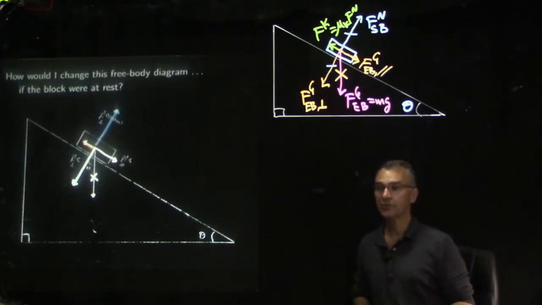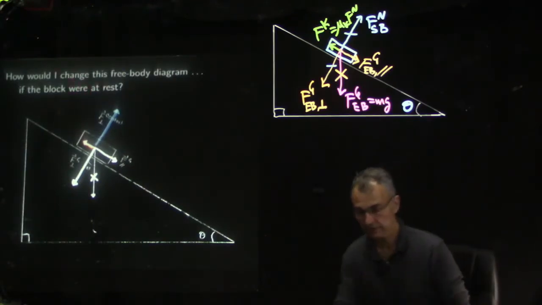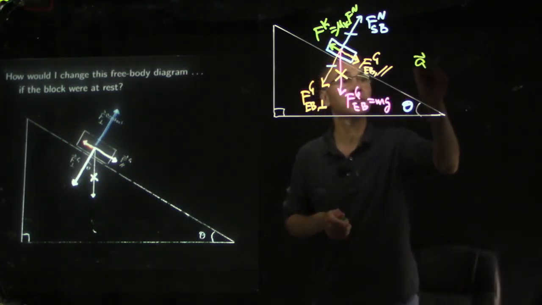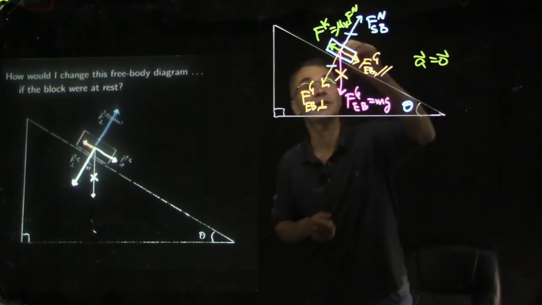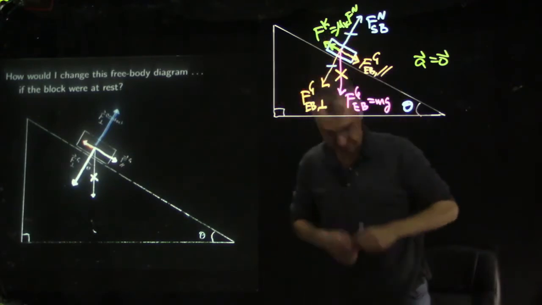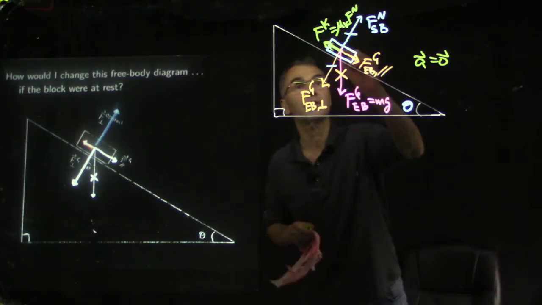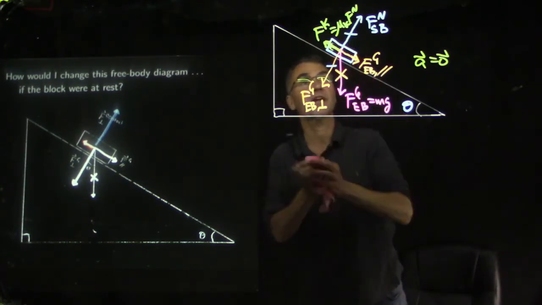How would I change this free body diagram if the block were at rest? Well, if the block were at rest, then its acceleration would be 0. That would mean that the friction arrow would have to be exactly long enough to offset the downhill component of gravity. And also, if it were at rest, then this friction would not be kinetic friction, it would be static friction.